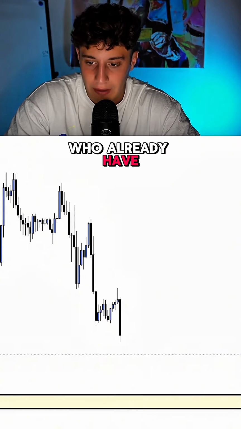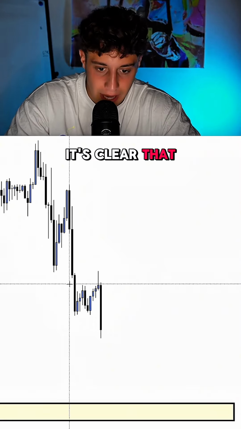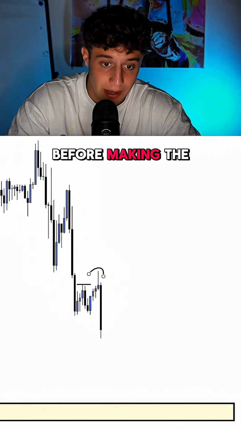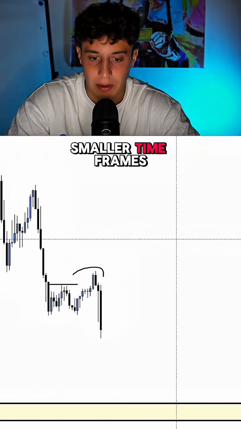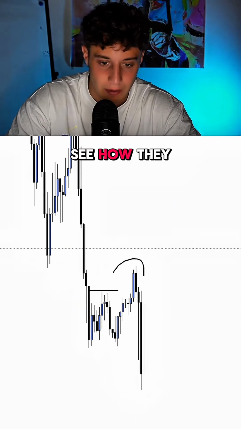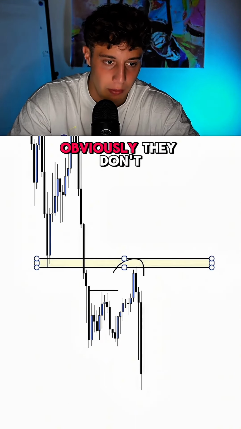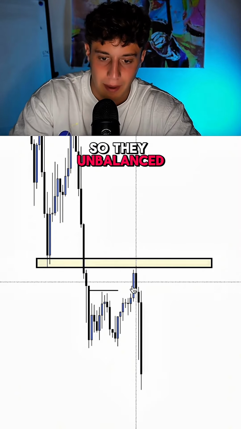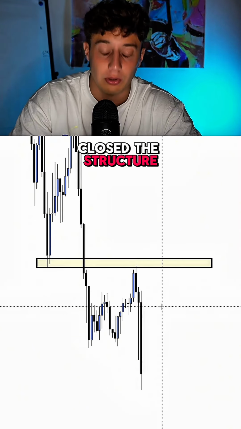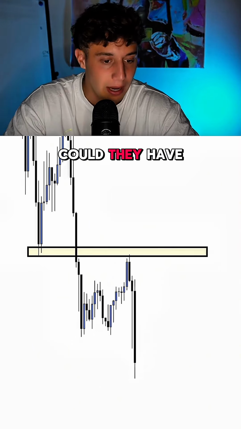Then for those who already have some experience, even from H1, it's clear that here they unbalanced the previous high before making the move. Now let's go down to the smaller time frames. Let's go to M30 and you can see how they unbalanced it. At the same time, they went back to retest the previous structure. Obviously, they don't do things randomly, so they unbalanced it and at the same time closed the structure in terms of price action. Where could they have come back to?